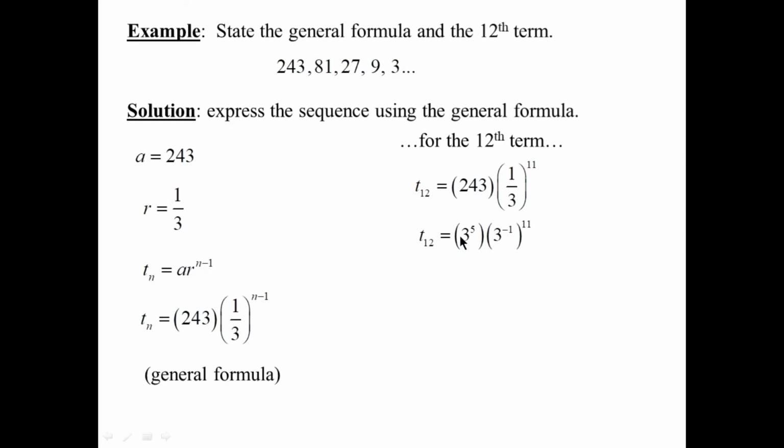Now, 243 is 3 to the 5th, and a third to the 11th is 3 to the negative 11, or 3 to the negative 1 to the exponent 11. And now when we multiply powers of the same base, keep the base and add the exponents. So it'll be 5 plus negative 11, so t sub 12 is 3 to the minus 6, which is 1 over 3 to the 6. Now 3 to the 6 is, well, it's 729.